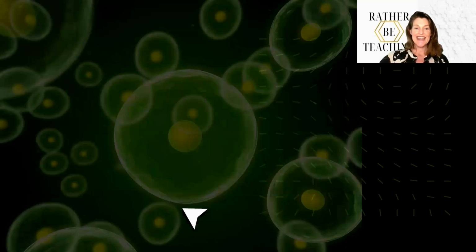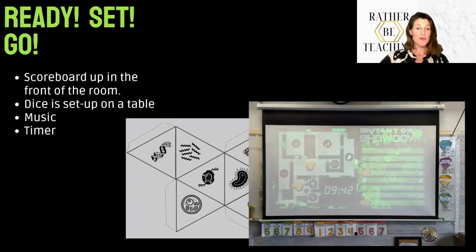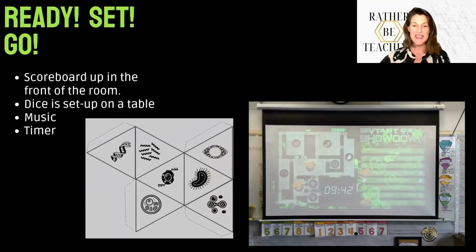And then it's basically ready, set, go. Easy peasy. You've got your scoreboard up in the front of the room. Your dice with all those little cells are going to be set up on a table, and you're going to find some great music that goes with that cell showdown. I think on YouTube I found some hacker music that went with this, and then you have your timer running down.